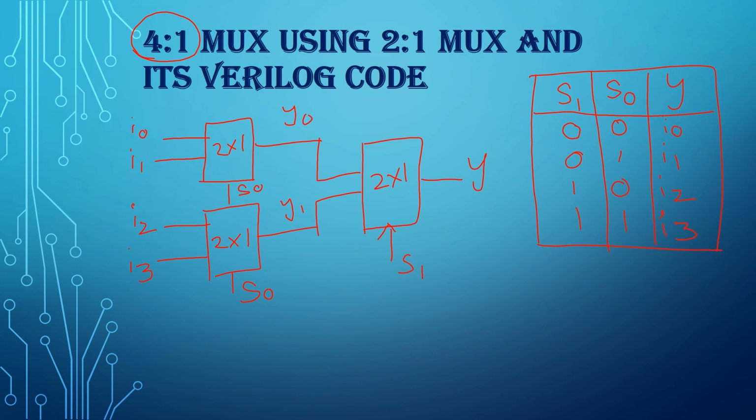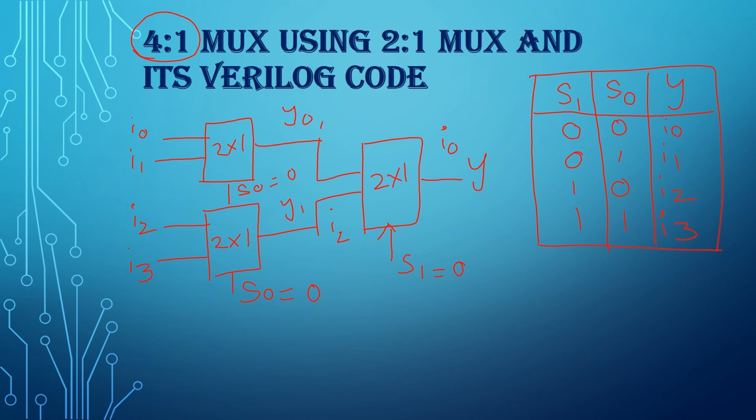Now let's see whether the circuit is going to work or not. Here S1, what is the selection input? 0. And S0 here is also 0, and here also 0. So S0 is equal to 0, that means I0 is selected here, and I2 will get selected there. Here S1 is equal to 0, so this I0 is transferred to the output Y.